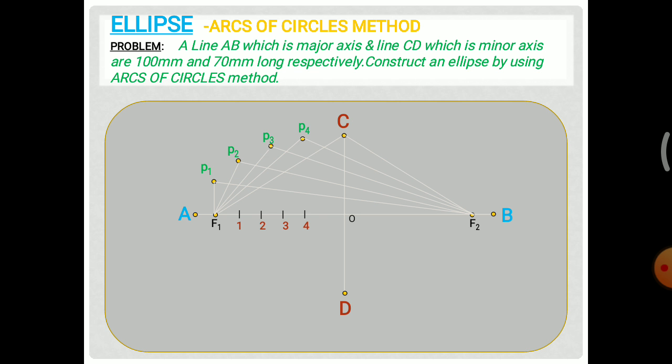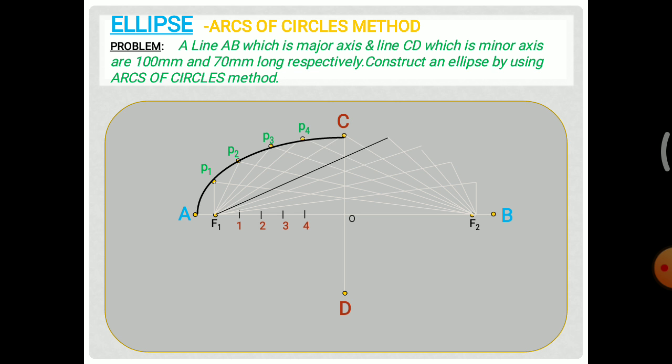On the top side of the major axis we have drawn these arcs. On the bottom side also we follow the same procedure. So by taking the same points A1 as well and F1 as center, draw an arc on the upper side and bottom side. So by connecting P1, P2, P3, P4 and A to C, we have drawn a freehand curve.